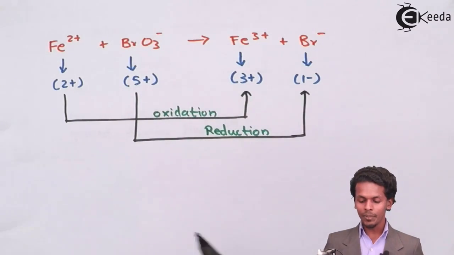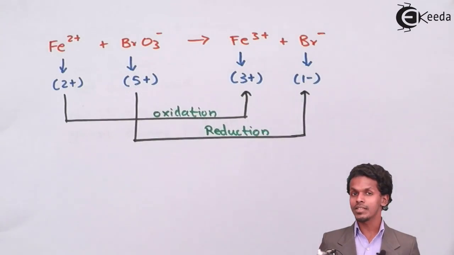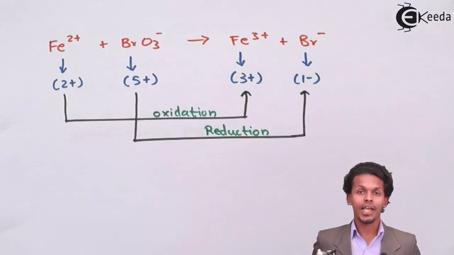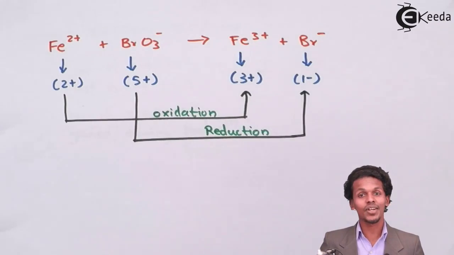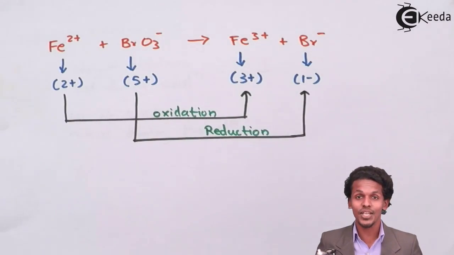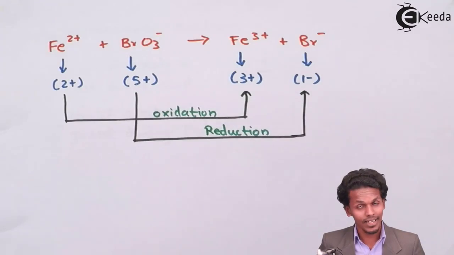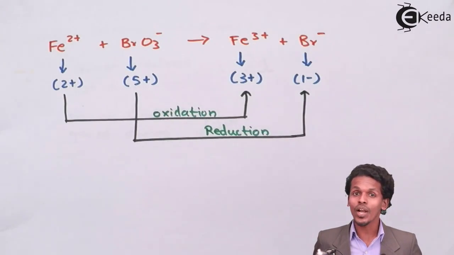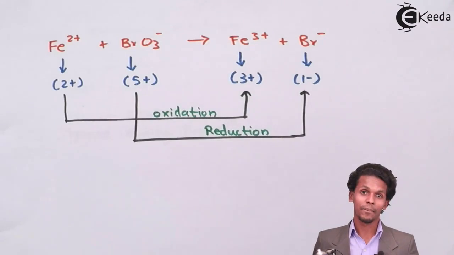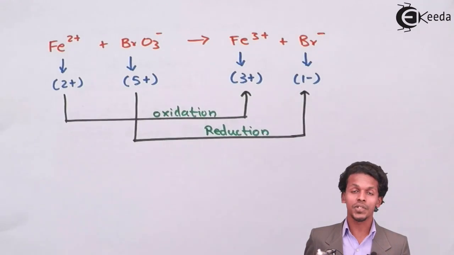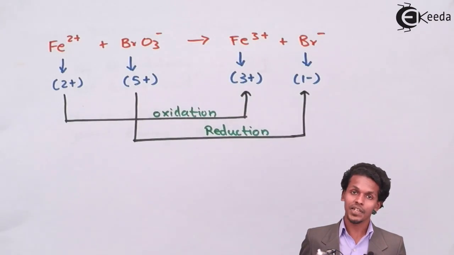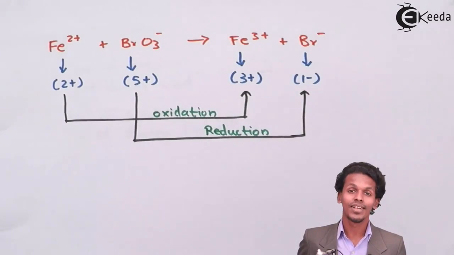So how are we going to calculate the number of electrons gained? Since it is converting from 5+ to 1-, if the 5+ charge accepts 1 electron, it will become 4+. Another electron, 3+. Another electron, 2+. Another electron, 1+. Another electron, then 0. And another electron, then it will become -1. So overall it has taken 6 electrons. So the number of electrons accepted during the reduction process in this case is 6.